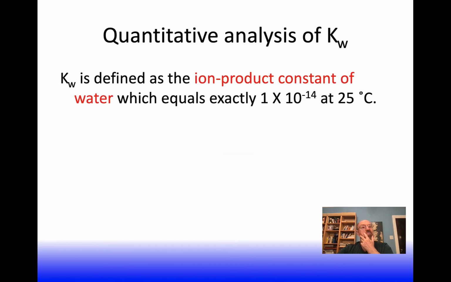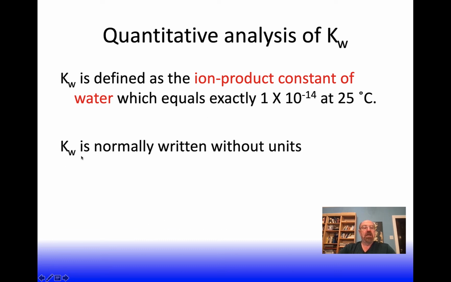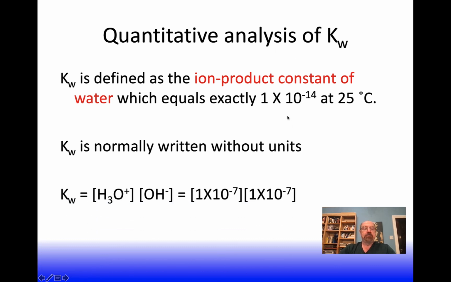Now, Kw is a term called the ion product constant of water. It equals exactly 1 times 10 to the minus 14 at 25 degrees. It's normally written without units, so it's considered an exact number.